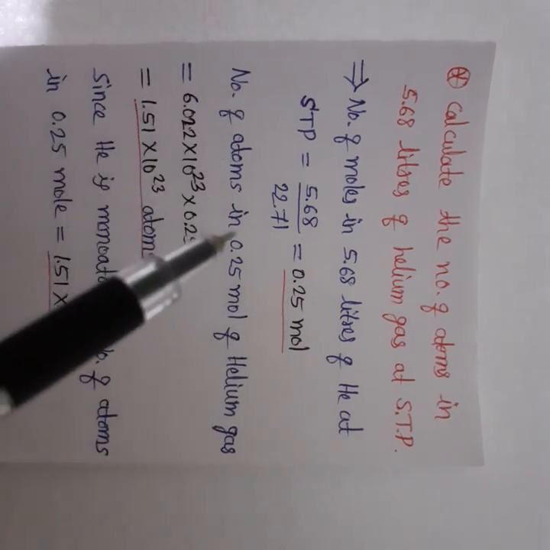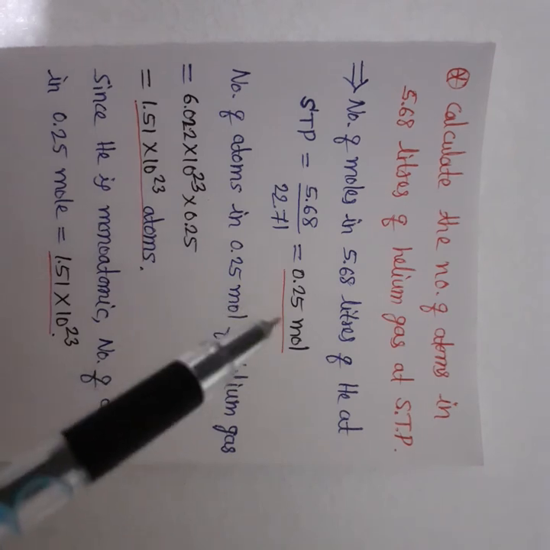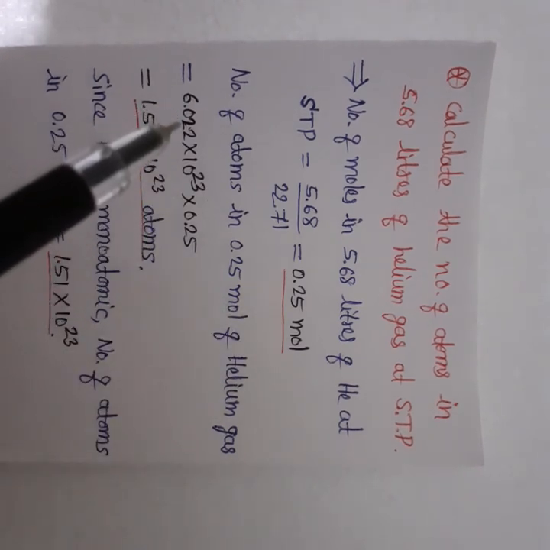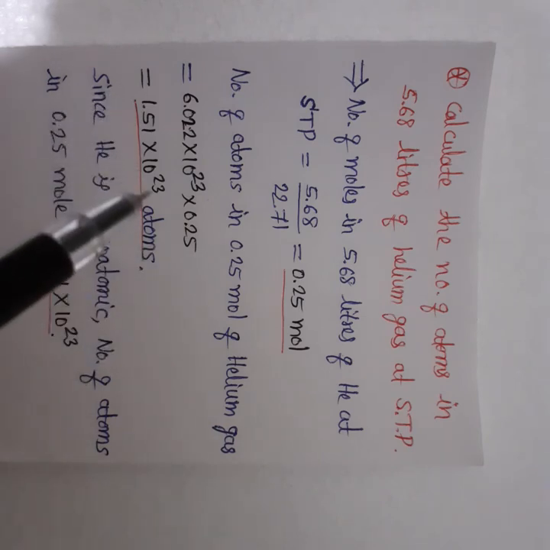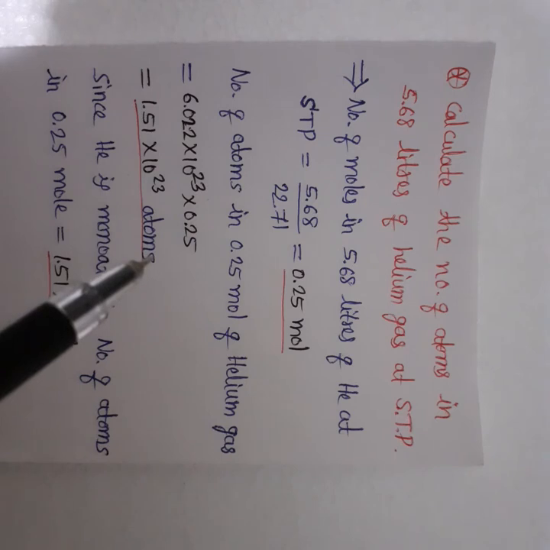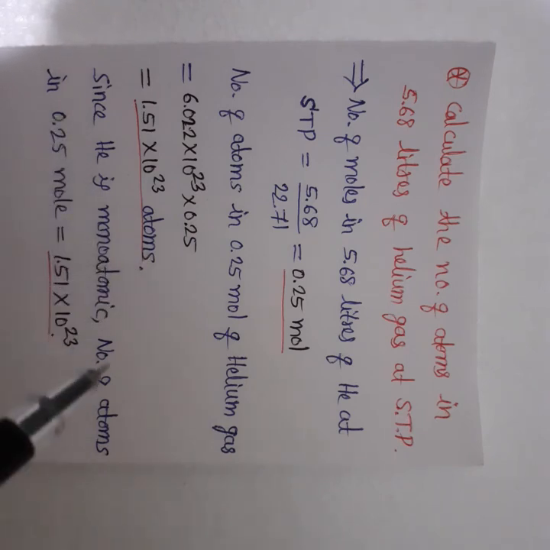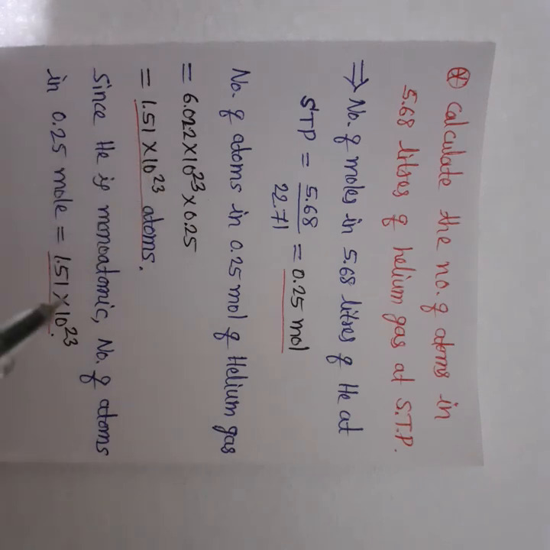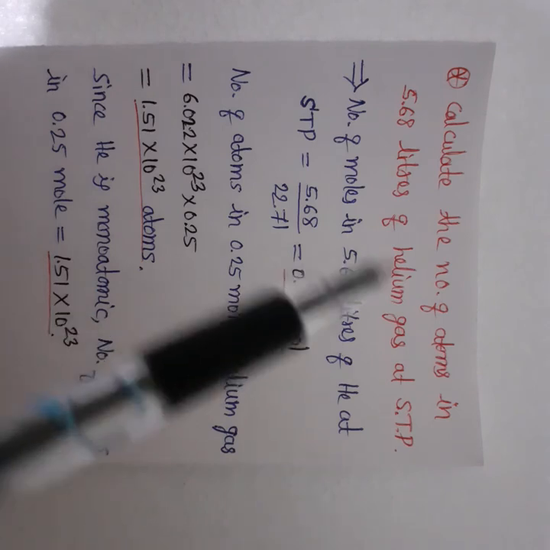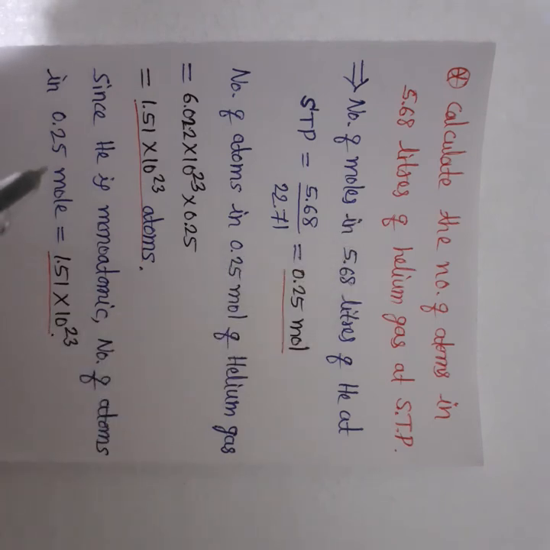The number of atoms in 0.25 mole of helium gas is equal to Avogadro number into 0.25, that gives 1.51 into 10 to the power 23 atoms. Since helium is monoatomic, the number of atoms in 0.25 mole is equal to this much only. If you multiply, the value will become 1.51 into 10 to the power 23. This is the number of atoms in 0.25 mole of helium gas.